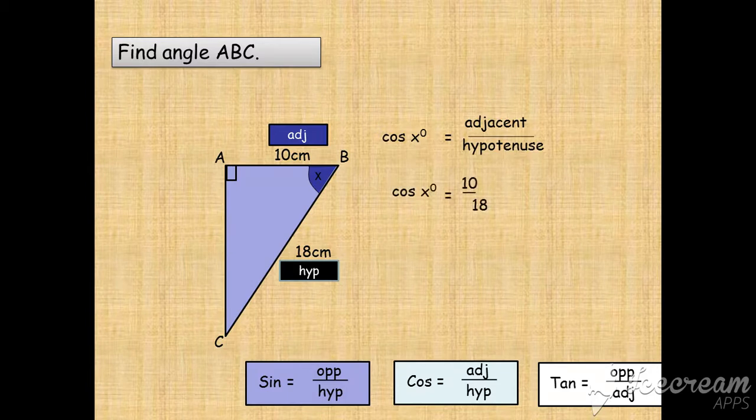That means I need to find the angle. I'm going to reverse the operation. It will be cosine minus 1 of 10 over 18. That means approximately 56 degrees.